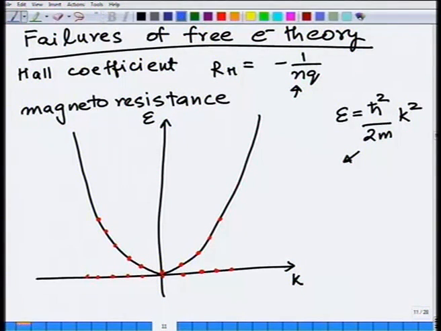Now what we have done so far is that when we start filling up electrons, we put 2 electrons in each of these k states. When you start putting them in, we fill up to, let us say, this energy, and this energy we call EF. That is something which we have done. The question is, what is this quantity?